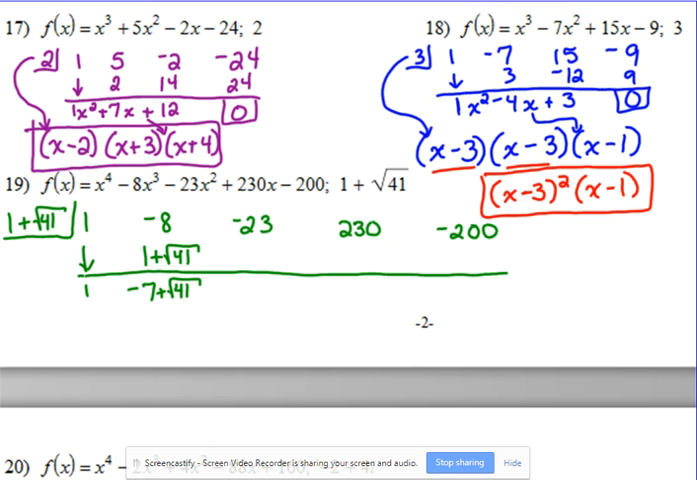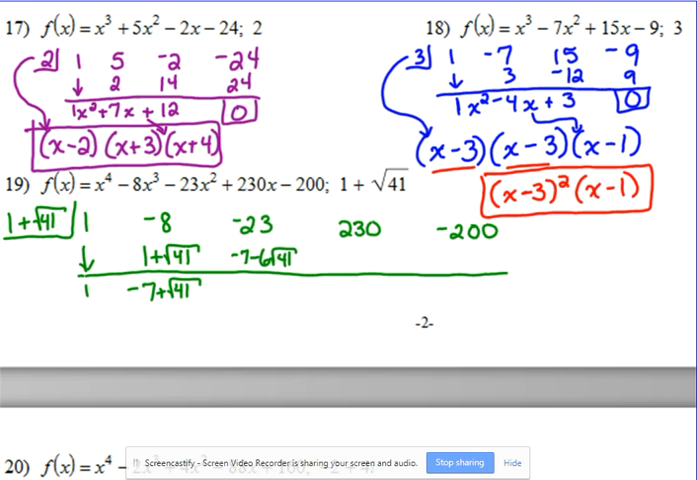Okay. All right, now we've got to multiply -7 plus the square root of 41 times 1 plus the square root of 41. We have to FOIL that. So -7 times +1 is -7. -7 times the square root of 41 is -7 square roots of 41. And then we've got 1 times the square root of 41. So we've got -7 of them plus 1. So we've got -6 square roots of 41.